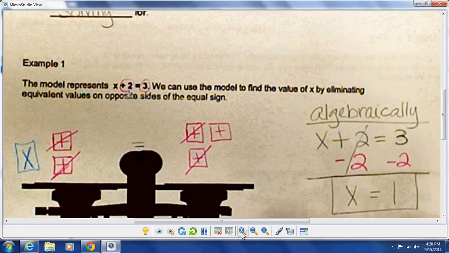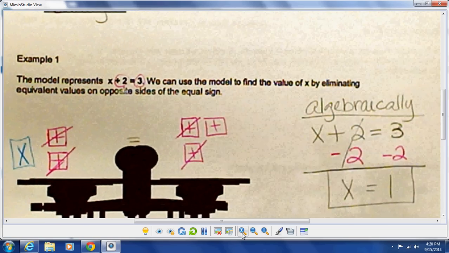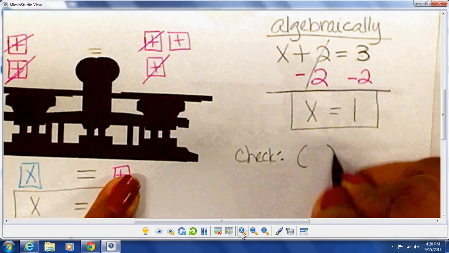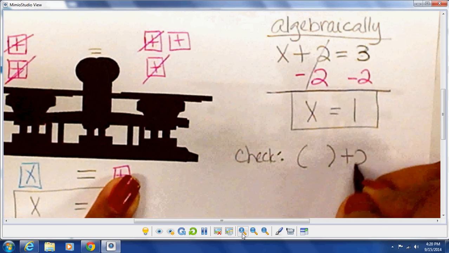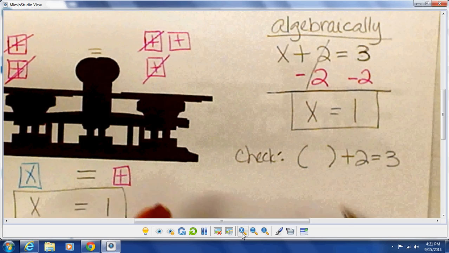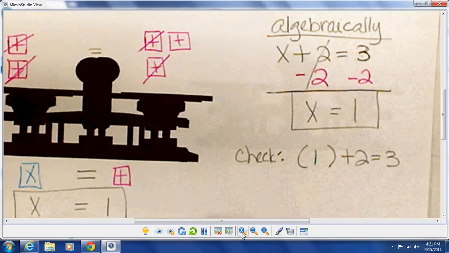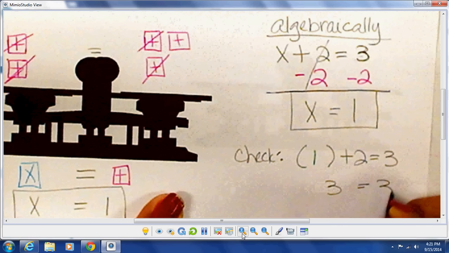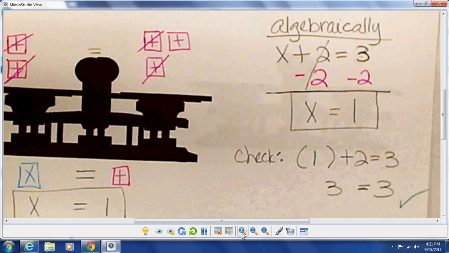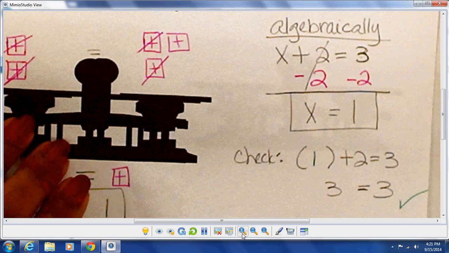And remember, we can still always check our work. So if we want to check, we're going to put a parenthesis in place of the variable, write the rest. Now plug in your solution, which is 1. And since 1 plus 2 equals 3, then 3 equals 3. So it does check. Okay, you're going to pause the video and try example 2. We'll check it in class.